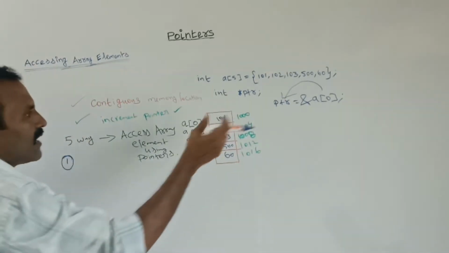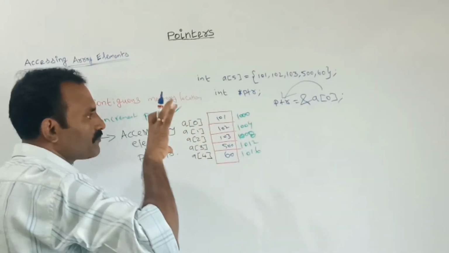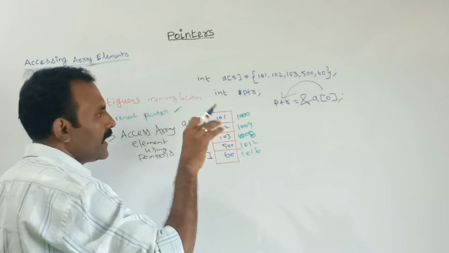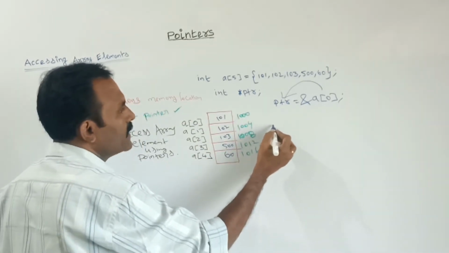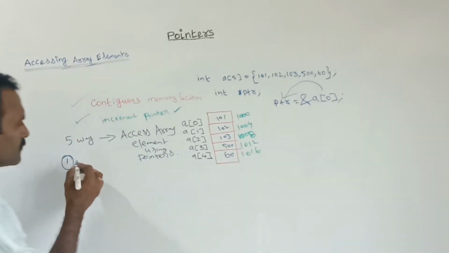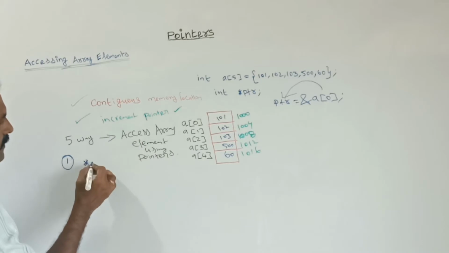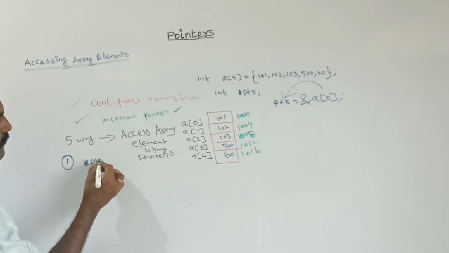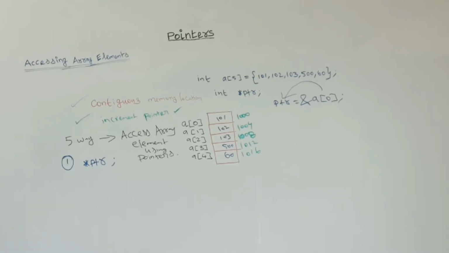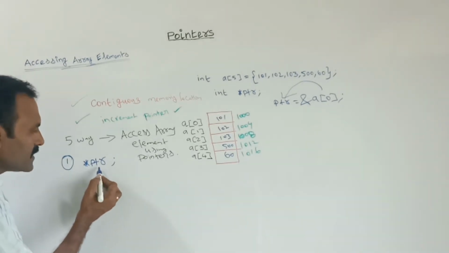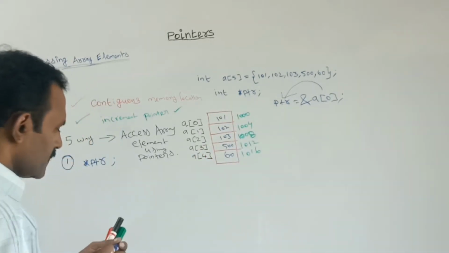After getting the address, suppose I want to access this element, then I can give it like this. This is the first method: star ptr. We can use star ptr. Star ptr means nothing but the value at this ptr address. Now currently, what is the address of this ptr?